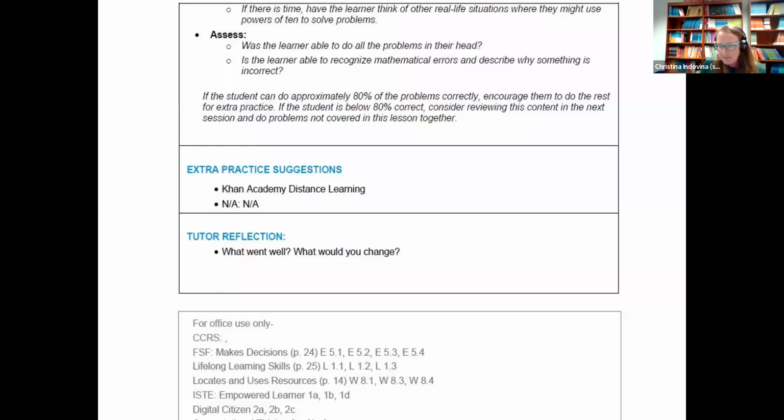Across the bottom of the page, you see this for office use only. These are national standards that our textbooks use. You don't need to pay attention to these. They're just there for us to use when we're aligning the lesson plans to the textbooks.